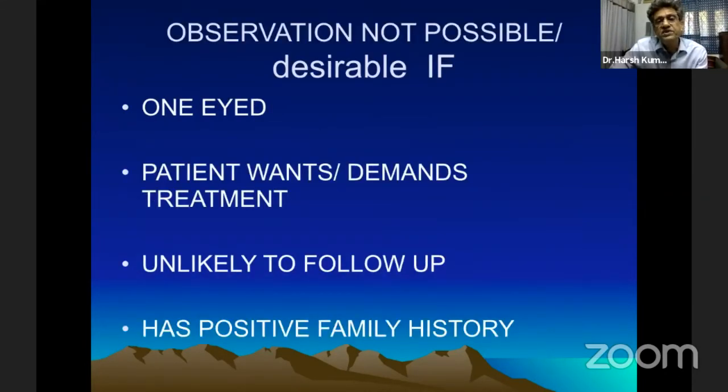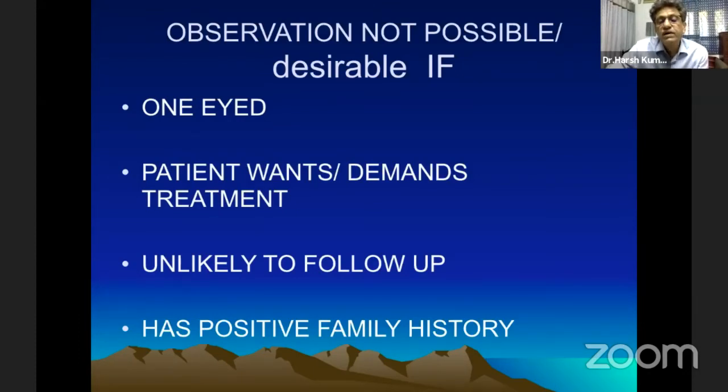But observation could be a tricky part if the patient is one-eyed. If the patient wants and demands that he should be treated, when he is unlikely to follow up, when he has a positive family history. Again, in the family history, you have to be very careful.